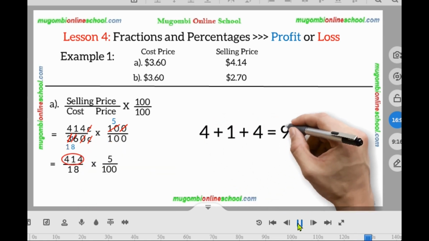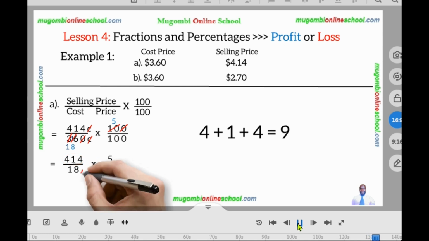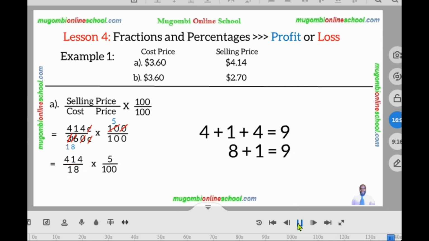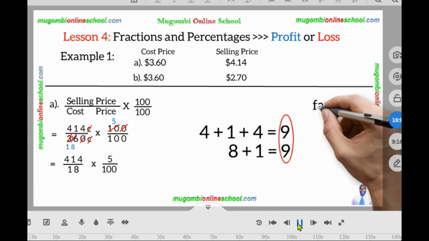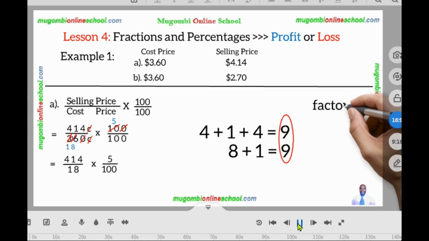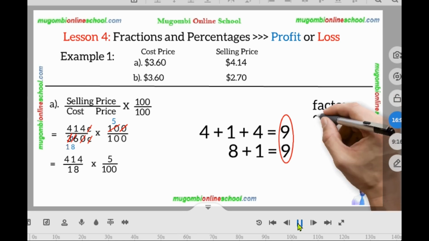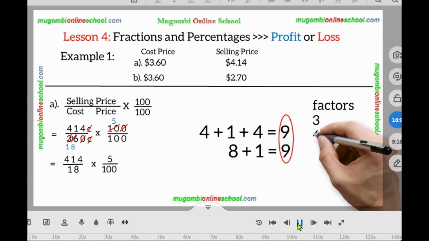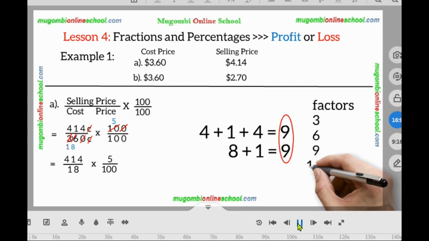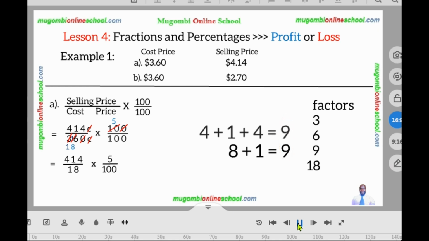So on 414, to find the factor, let us add the numbers 4 plus 1 plus 4, which equals 9. And then 18, we simply say 1 plus 8, which equals 9. So for any number, if the sum of its digits is divisible by 3, it means 3 is a factor of that number. 3 is a factor of 414. And again 6 is a factor. So let us list down the factors here. 3 is a factor, 6 is a factor, and in this case 9 is also a factor. But we are aiming to find the highest common factor, so we are going to use 18 because 18 is also a factor in this case.